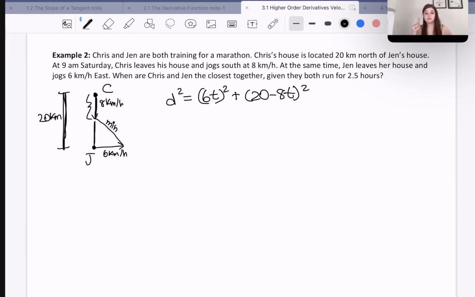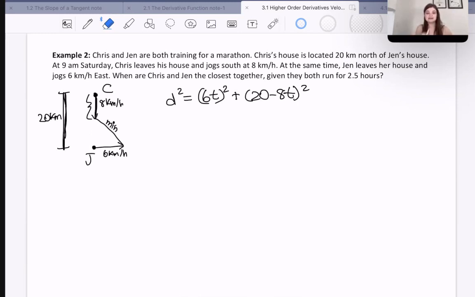Let's say he's run for 1 hour, for example, then this number would be 12. He has 12 kilometers left before he reaches Jen's house. What if he's only run for half an hour? Then he has 16 kilometers left until Jen's house. So this distance isn't a fixed distance. This distance changes, and same with this distance, it changes as well. It's 6 times however much time has elapsed. And that time, of course, cannot be greater than 2.5 hours and cannot be less than 0, because it mentions that they both run for 2.5 hours.